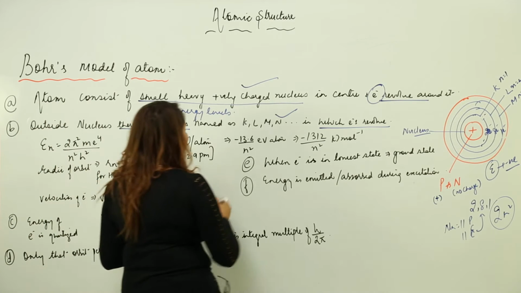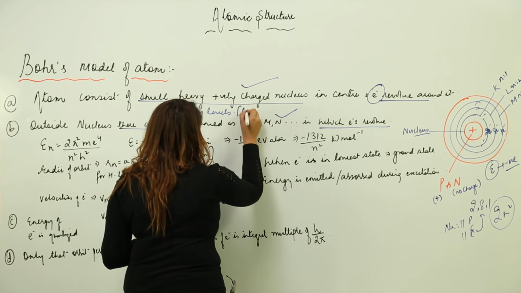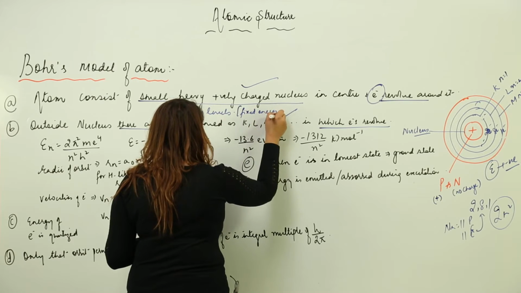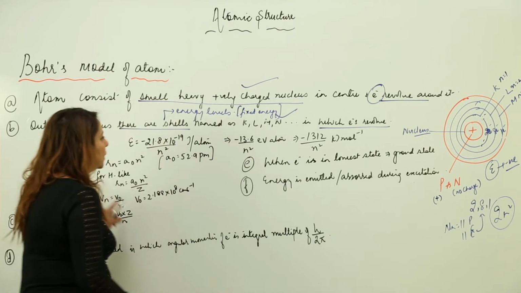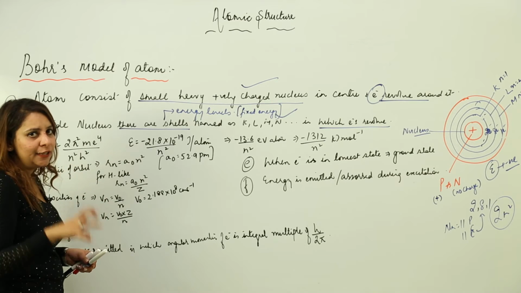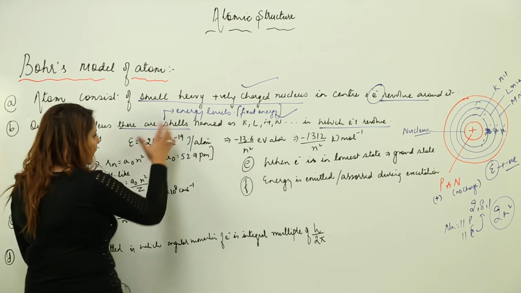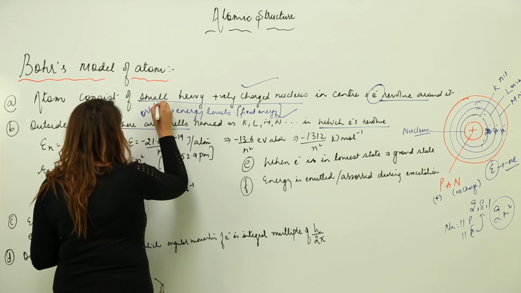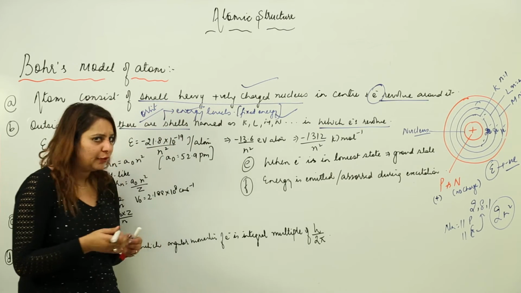Do you know why they are called energy levels? Because they have fixed energy. This point we will take later. So if we want to talk about the energy of the electron in each orbit, the shell is also called an orbit, and it can be called an energy level also, all mean the same.